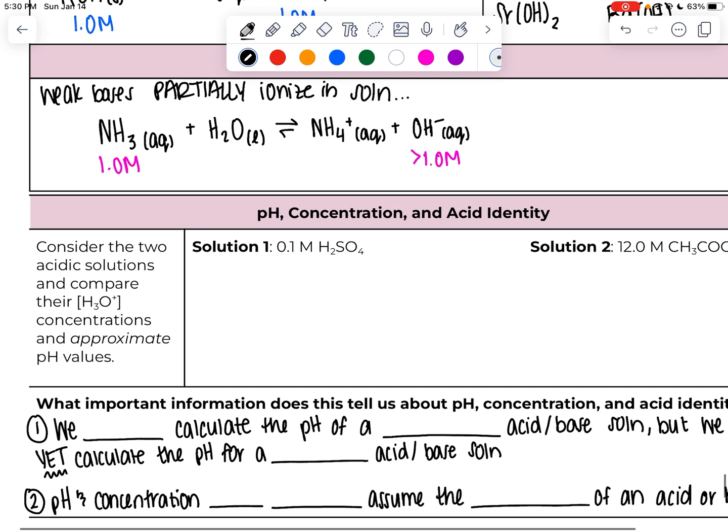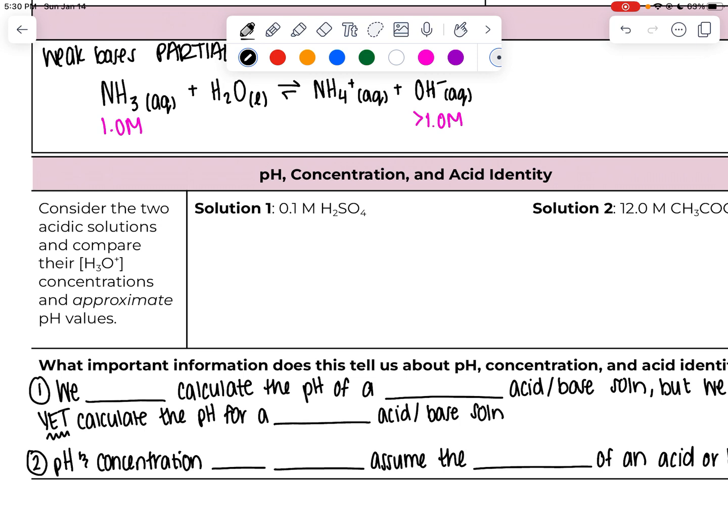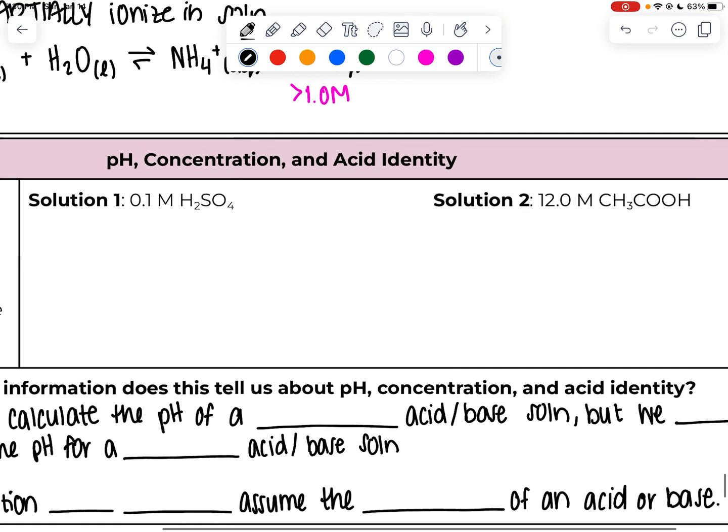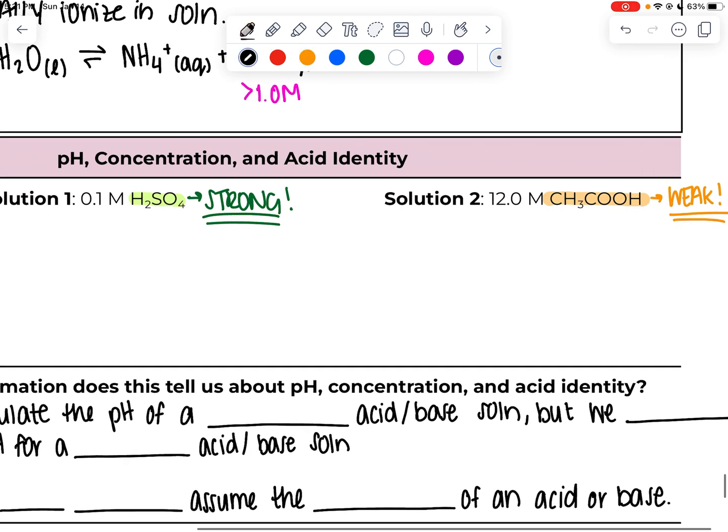Why is this important? Let's consider these 2 solutions right here. So let's say you had a 0.1 molar solution of sulfuric acid and a 12 molar solution of acetic acid. So first start with thinking about what types of acids you know these are. This thing right here, sulfuric, is on our list of strong acids. So this is a strong acid. Acetic is not on our list of strong acids, which means that this thing has got to be weak. Anything not on the strong list is weak.